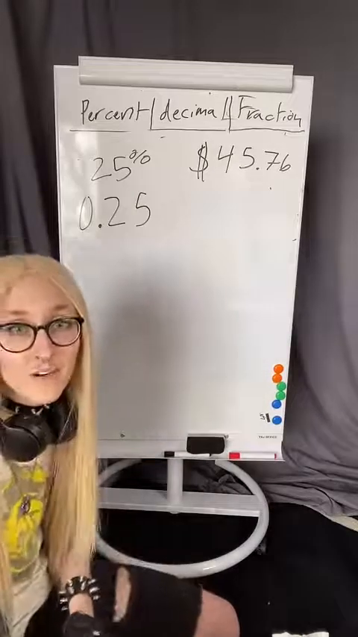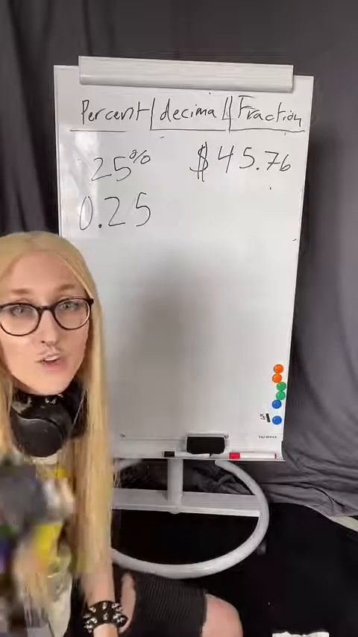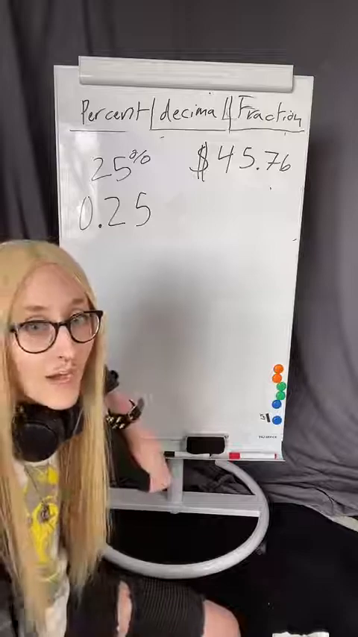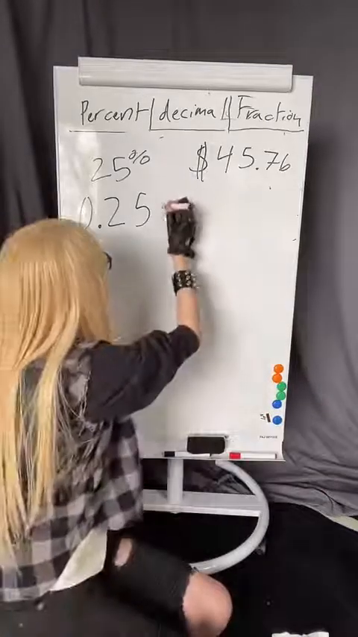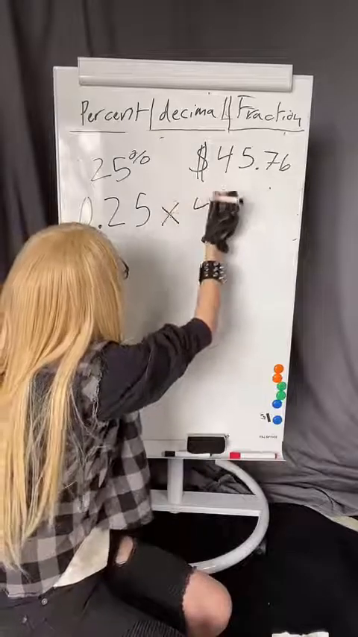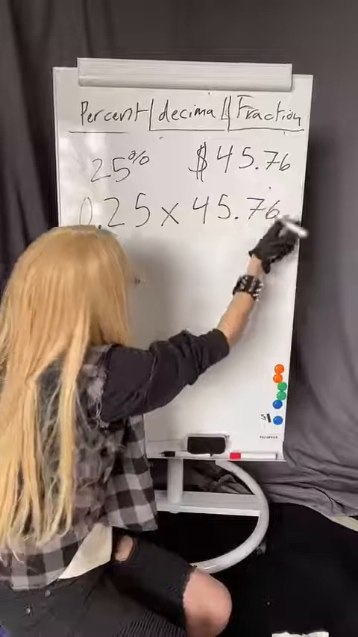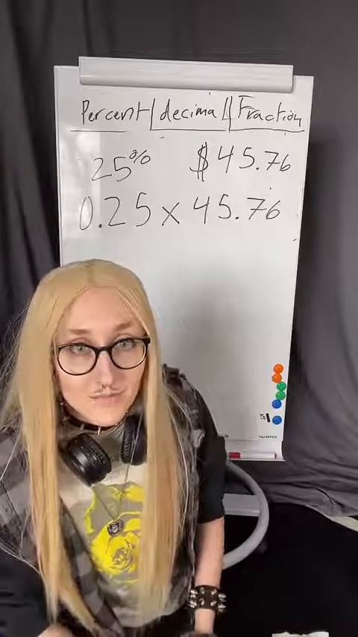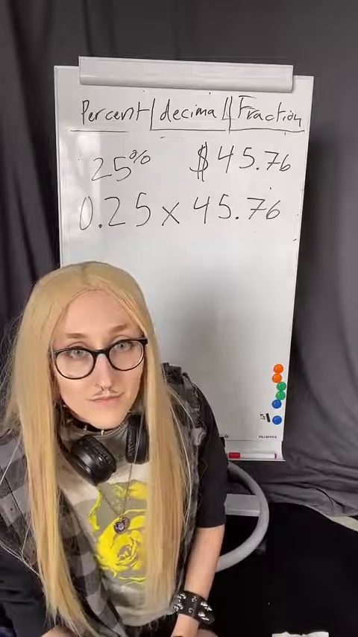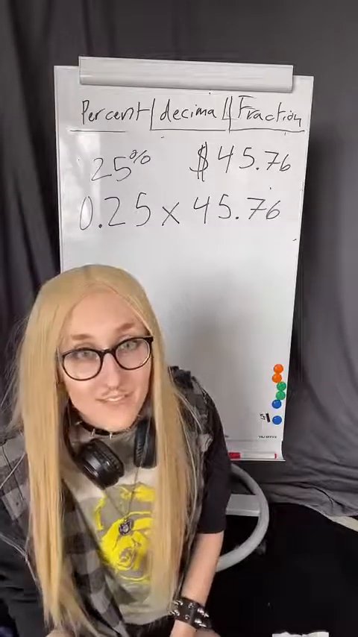Great. It's a decimal. Awesome. Next step, people are already writing it in the chat. I'm going to multiply that by my price. So times $45.76. Take a moment, type that into your calculator. What do you get? 0.25 times 45.76.